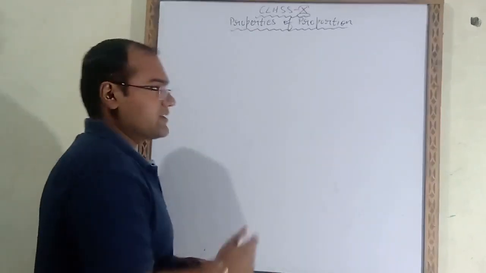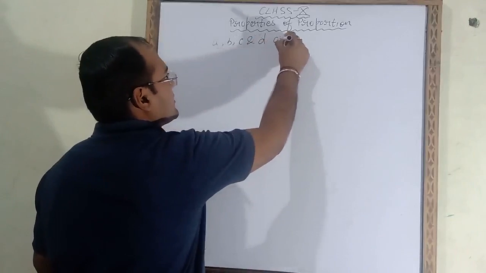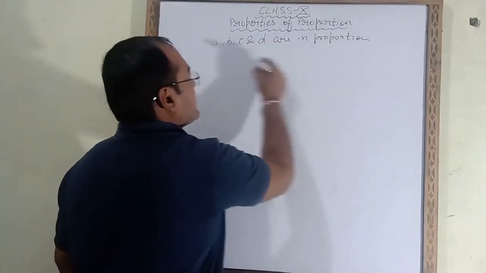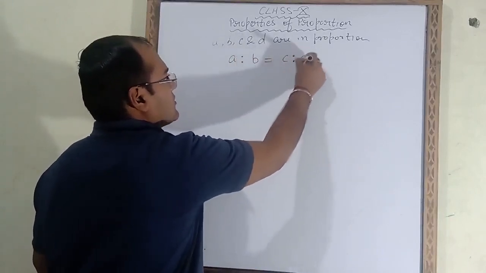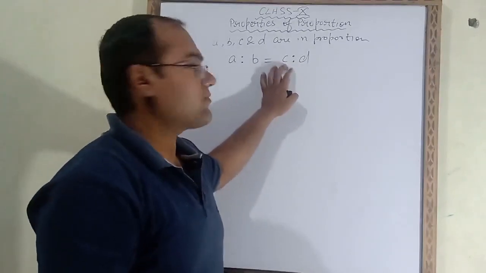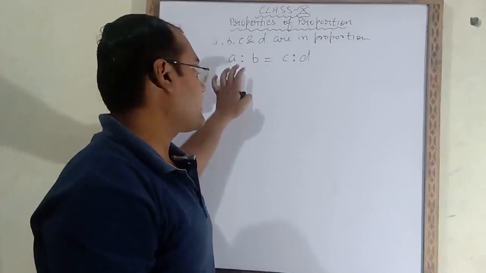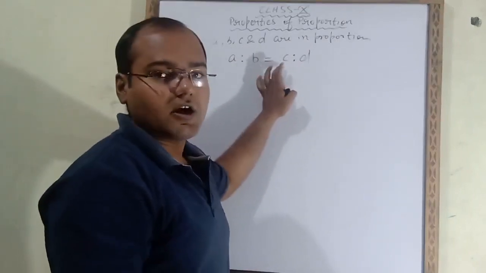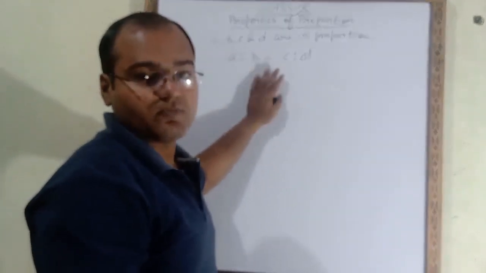If four quantities A, B, C and D are in proportion, then we can say that A ratio B is equal to C ratio D. So this is the proportion. If four quantities A, B, C and D are in proportion, then how will we write? We will write the ratio of first and second will be the same as the ratio of third to fourth. Now what are those properties which we will use today in this video?